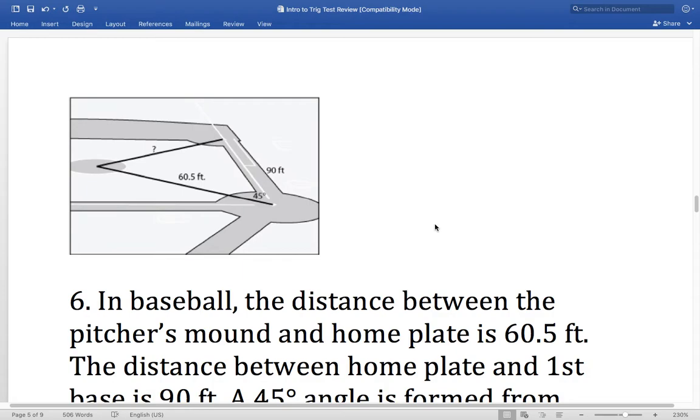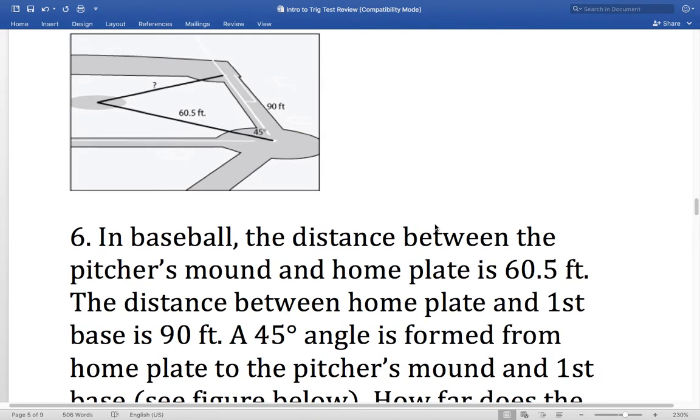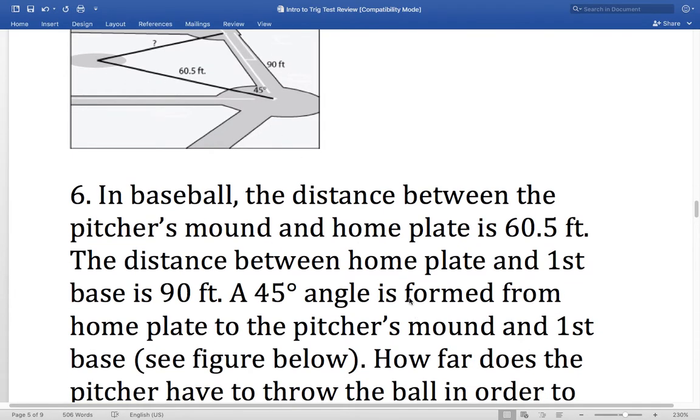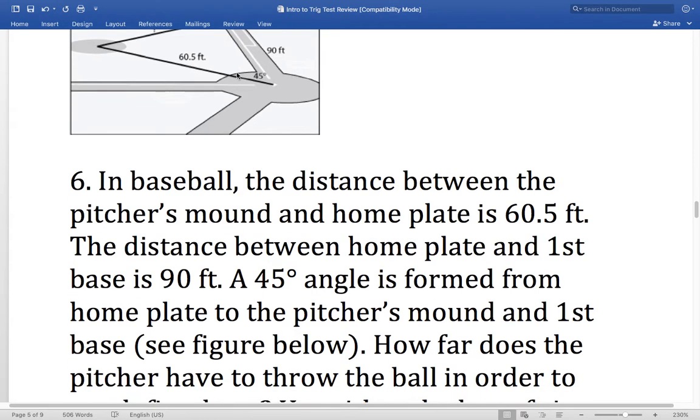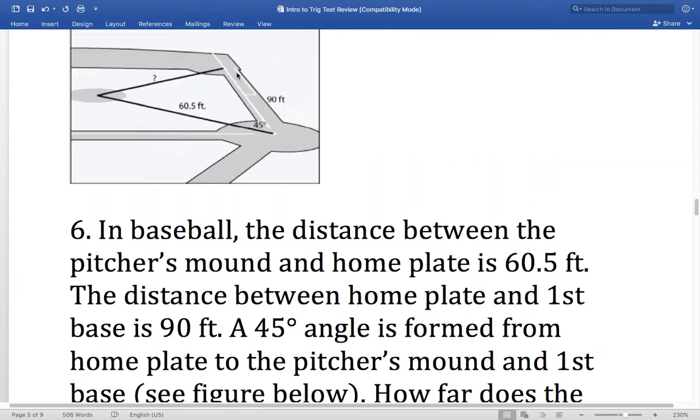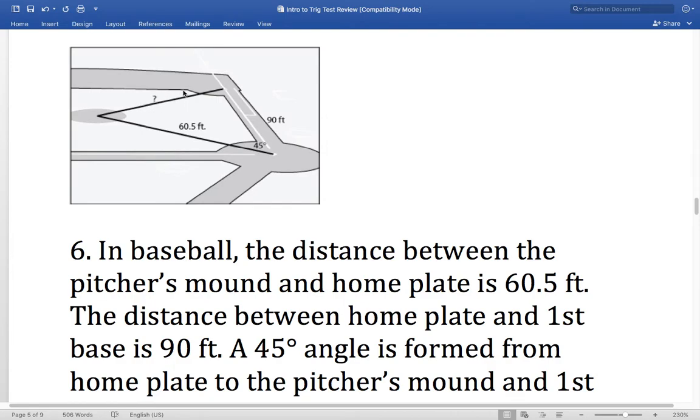All right, let's move on. We have a baseball diamond. The distance between the pitcher's mound and home plate is 60.5 feet. We've got a 45-degree angle here, and this distance from home to first base is 90 feet. And we want to know, if the pitcher gets the ball, how far does he have to throw it from the pitcher's mound to first base to get the person on first base out? Okay, so we're looking for this side measurement here.